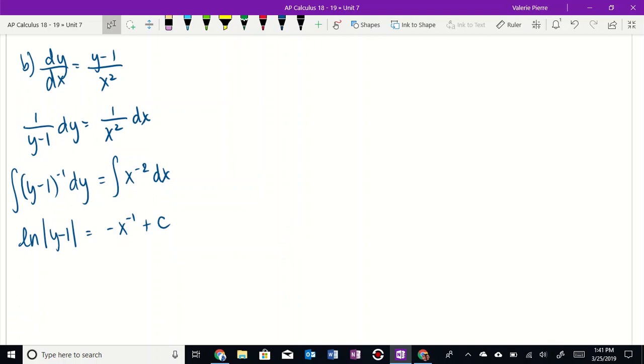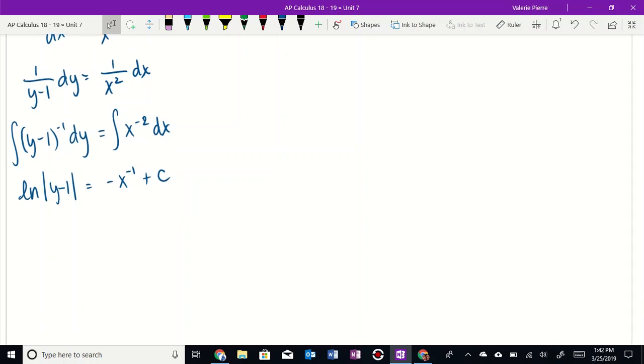Okay, so what I want you to do from here is actually plug in the initial condition and find the particular solution for part B. I actually want you to do that part on your own. I've gone as far as integrating it for you. Now it's your job to do the algebra. Plug in the initial condition and solve for y.